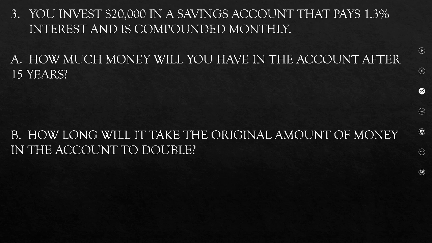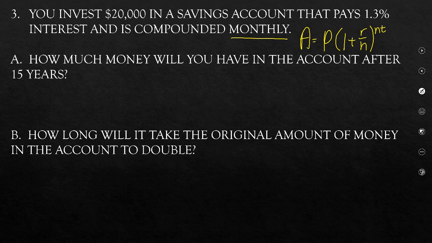All right, example 3. You invest $20,000 in a savings account that pays 1.3% interest and is compounded monthly. So that's going to be a different equation. This is our compound interest formula where we have a number of times compounded. So it's A equals P multiplied by (1 plus r over n), where n is the number of times compounded, raised to the power of nt, the number of times compounded times your time.